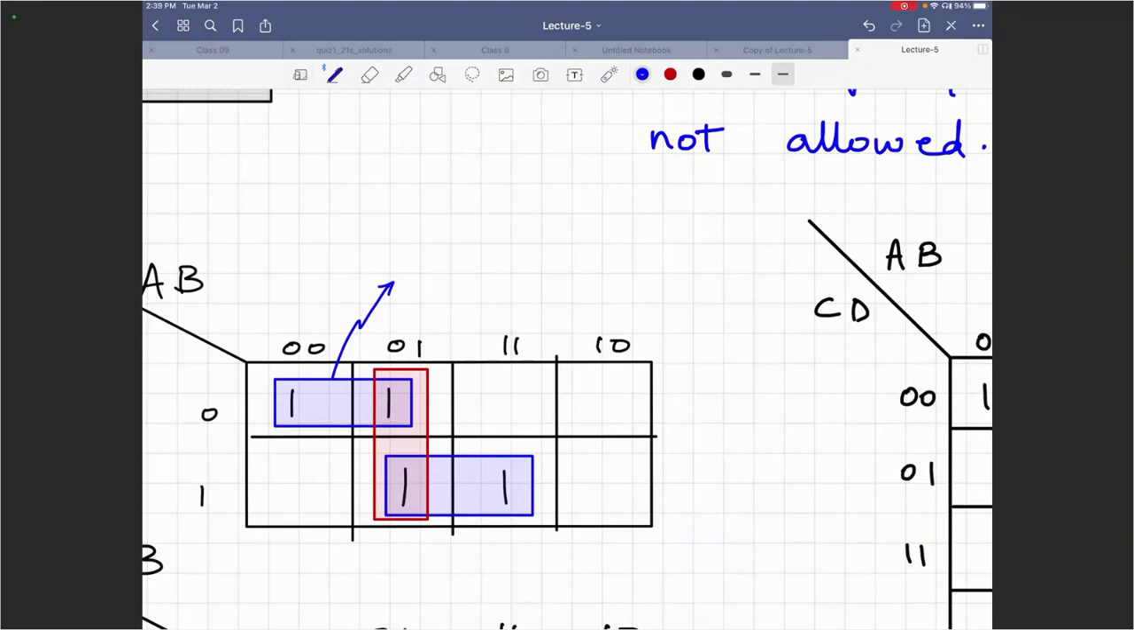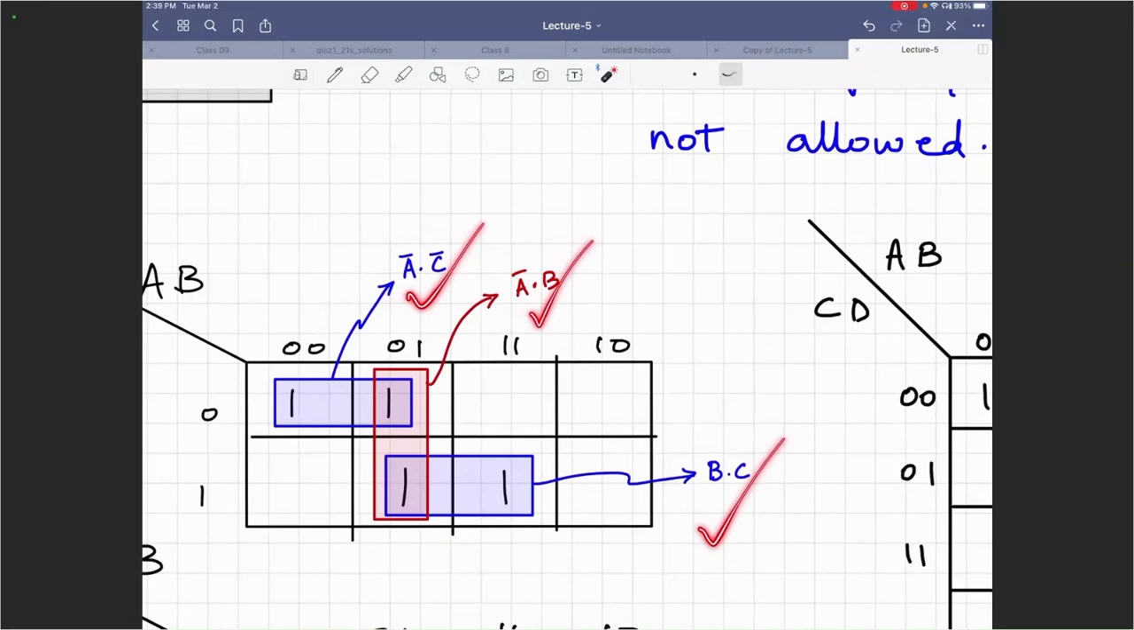So for the blue guy, first one, you have A complement and C complement. For the second blue guy, I have B and C. And for the red term, I have A complement and B. So two of them are essential. One of them is redundant, but all three of them are PIs, prime implicants.